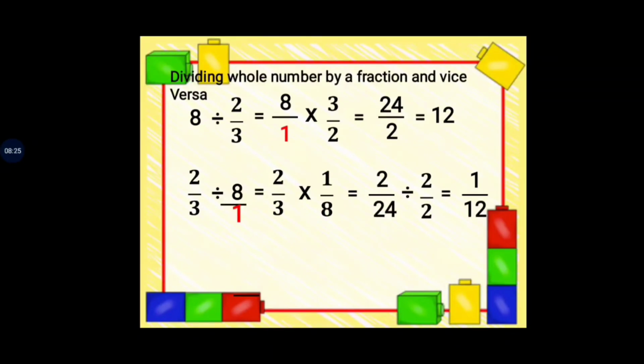So, look at now the answer. 1/12 is in the lowest term. Kasi ang 1 at saka 12, ang kanila na lang GCF ay 1. Therefore, the final answer is 1/12.